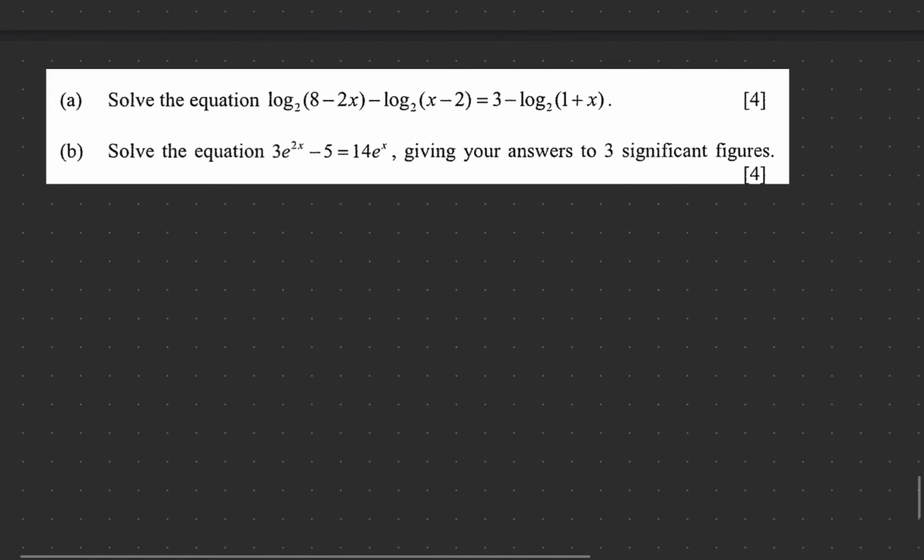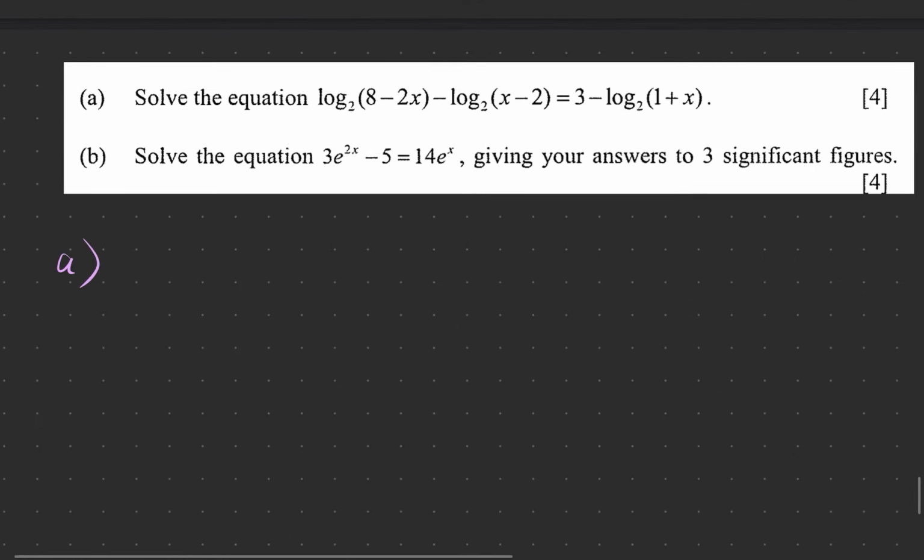So part A. Solve the equation log base 2 of (8 minus 2x) minus log base 2 of (x minus 2) equals 3 minus log base 2 of (1 plus x). Okay, this one looks a bit easier because all the bases are 2. Not gonna speak too soon, so I'm going to use the quotient law to help me out.